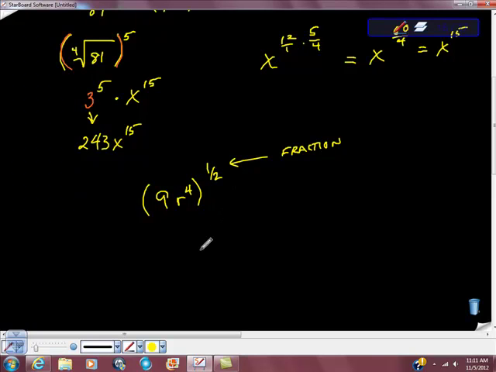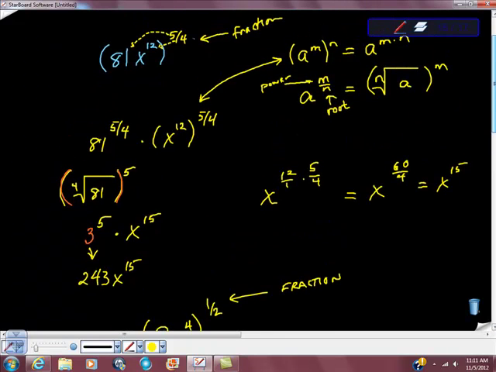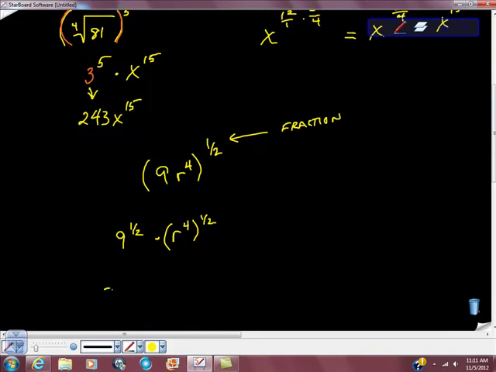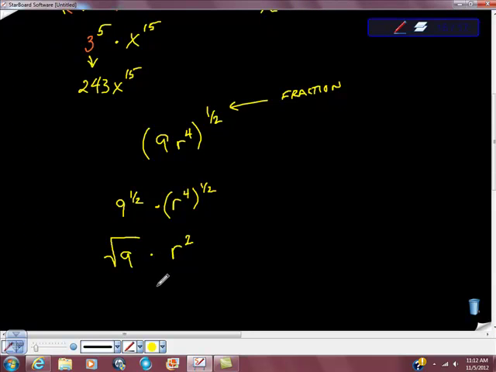So what we really have is 9 to the 1/2 power times r to the 4th to the 1/2 power. And we remember from the notes that we took very early that the bottom number is the root. So what we have here is the equivalent of saying square root of 9 times, in this case, just because it's easier, 4 times 1/2, which is 2, r to the 2nd power. So square root of 9 is 3. So I believe our answer should be 3r squared.